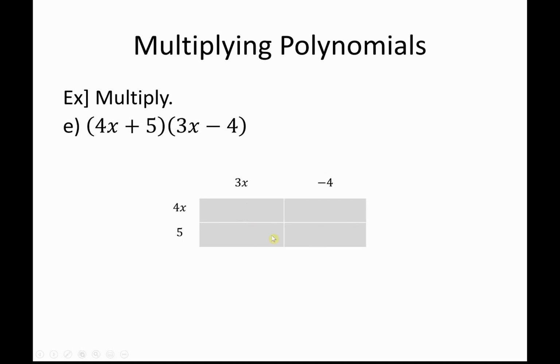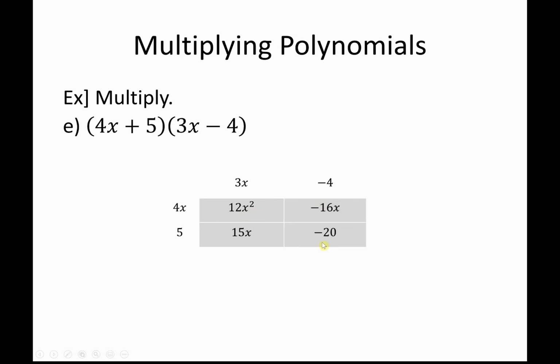Now, in each individual box, you're going to put the product of the row and the column that's associated with it. So you'd fill it out accordingly. Okay, right? 3x times 4x is what's populating this first box with 12x squared there, okay? And so on and so forth.